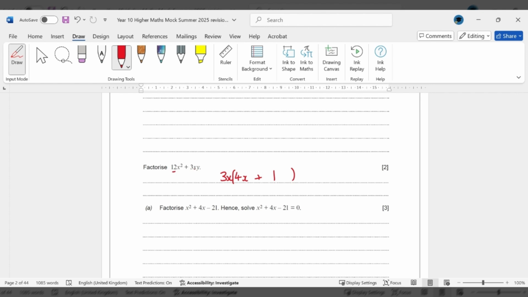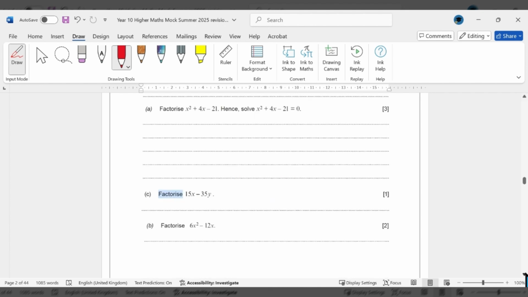Do I need the 1? Maybe, maybe not. The 3 has come outside, but the y, it doesn't matter if we leave the 1. We could have just called that y, but there's no harm leaving 1y there.